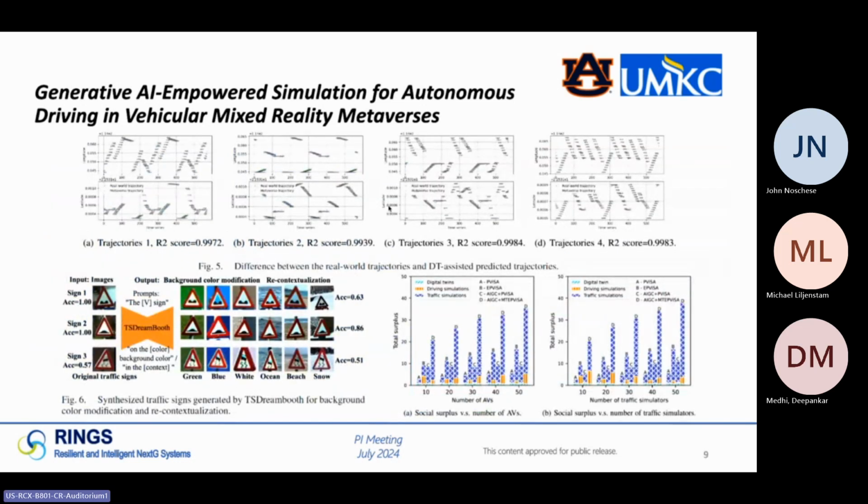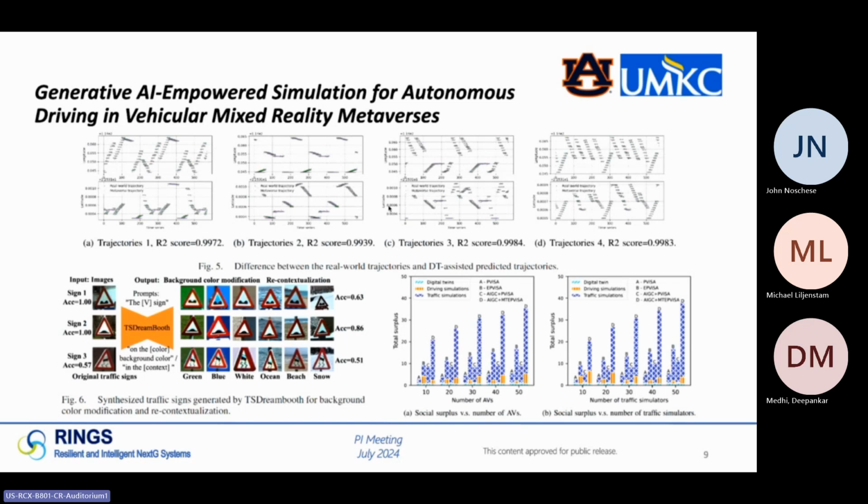And here are some results where we can make use of this metaverse history and data for trajectory prediction. I'm sorry, it's a little blurred, but there are two colors, green and black. Basically, if you look at the R2 score, the trajectory prediction results are quite accurate. And these are some results for this traffic sign generation. We can generate different kinds of traffic signs and also different recontextualization, different backgrounds and colors, etc.